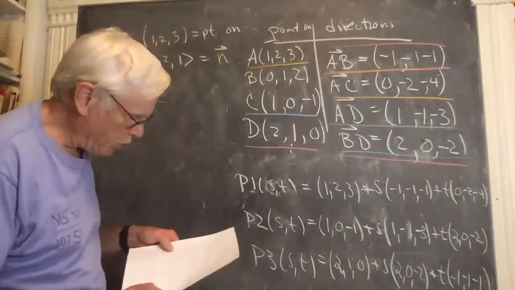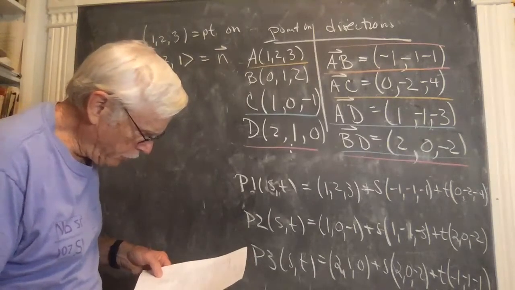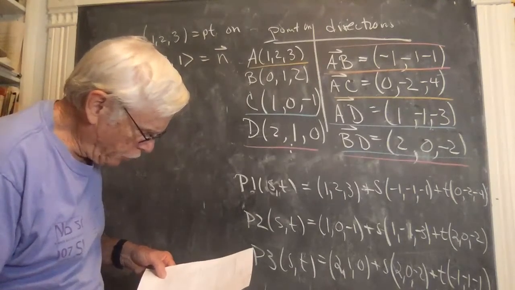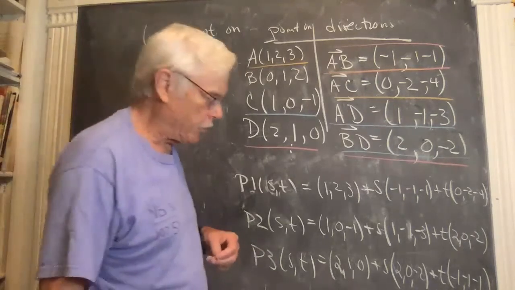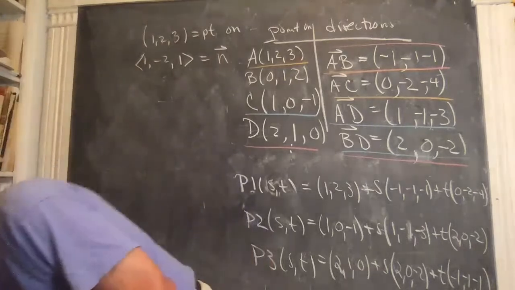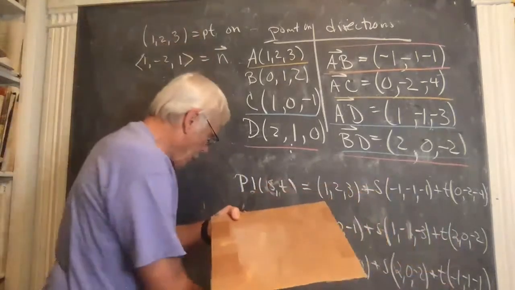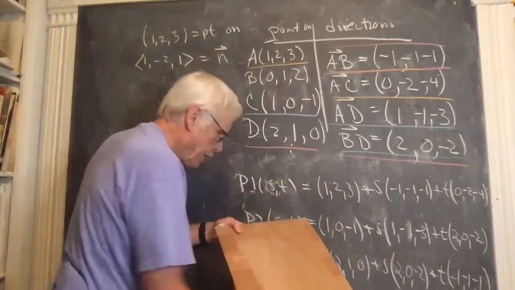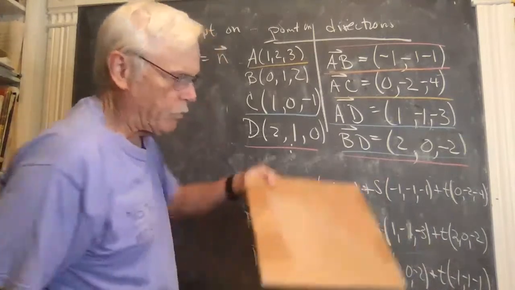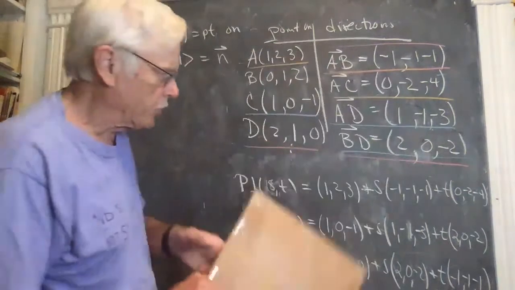Now the next part asks, find parametric equations for two lines lying entirely on Eleanor. So the situation is that we've got Eleanor, this plane here, and I want two lines, maybe this one and maybe another one. We want two separate lines that lie entirely on Eleanor.